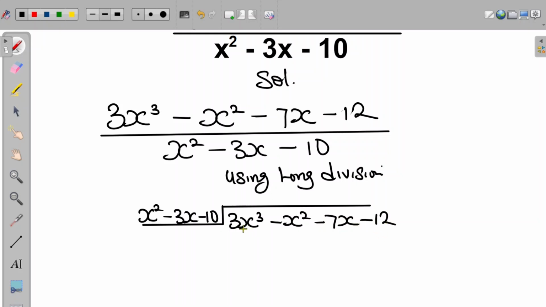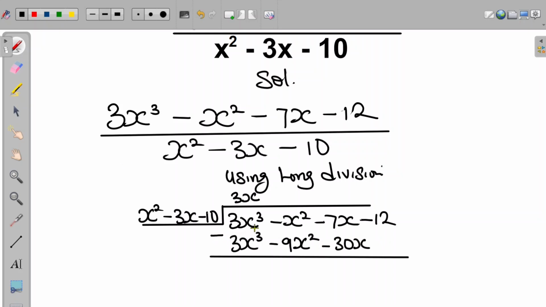Now 3x^3 divided by x^2 gives 3x. 3x times x^2 is 3x^3. 3x multiplied by -3x gives -9x^2. 3x multiplied by -10 gives -30x. At this point, we have to subtract. So 3x^3 - 3x^3 is 0.